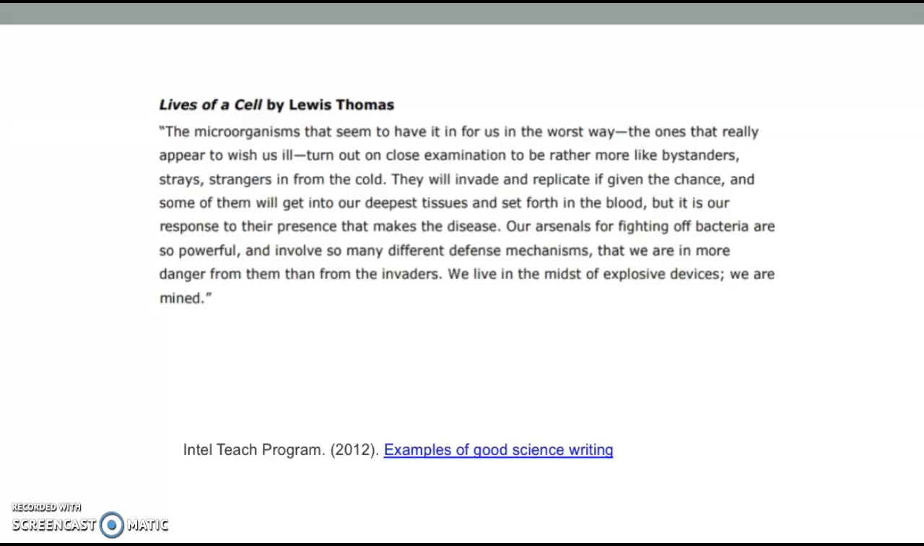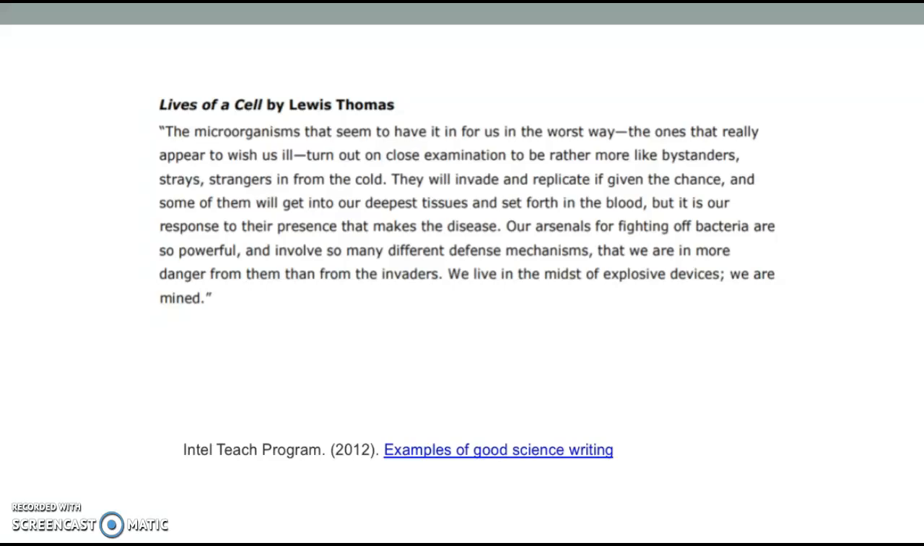So let's look at an example from Lives of a Cell by Lewis Thomas, and I've taken this from the Intel Teach program, and I've put the URL on the bottom here. So once you have access to the PowerPoints, you can just click on the link. Examples of good science writing. Again, science writing meaning writing for the more general public about science.